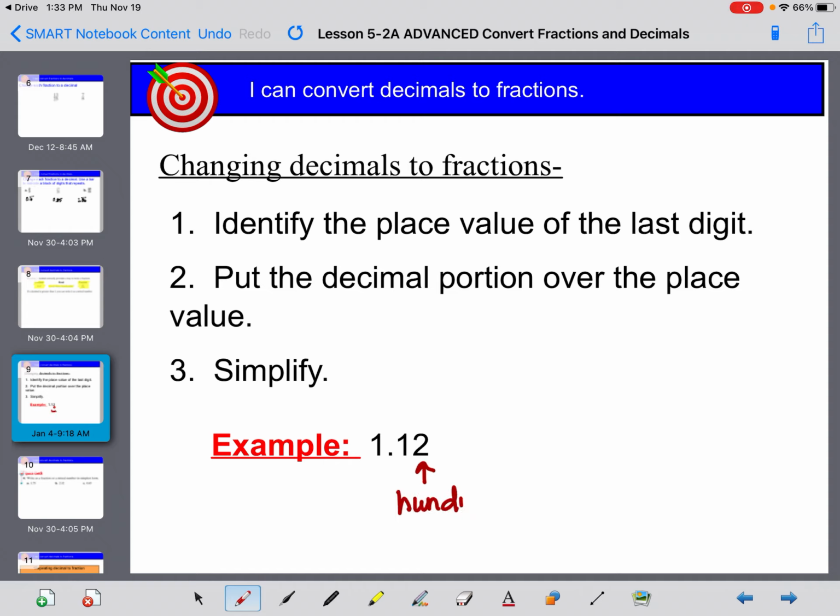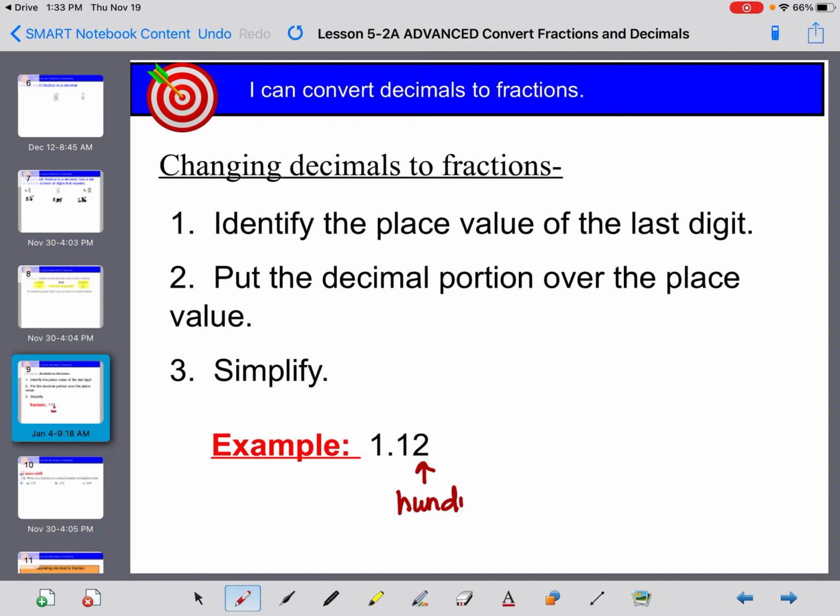So I am going to use hundredths as my denominator, and my numerator is going to be the decimal portion. So 12. The 1 is my whole number out in front. Then I need to simplify. 12 and 100 are both divisible by, let's go with 4.